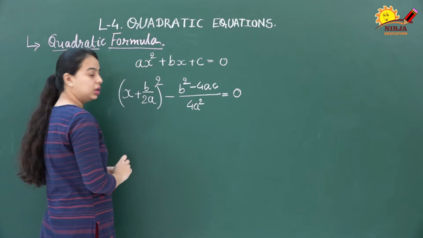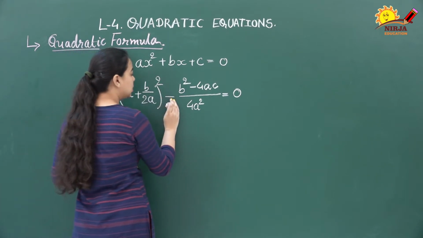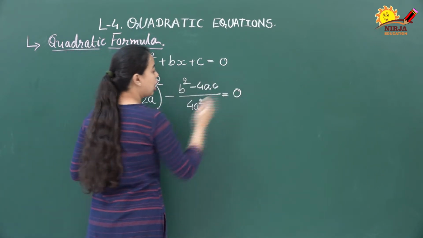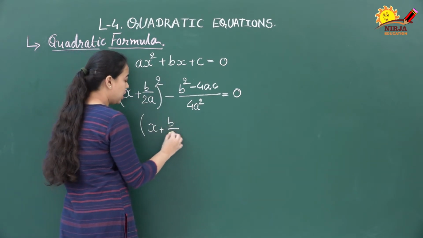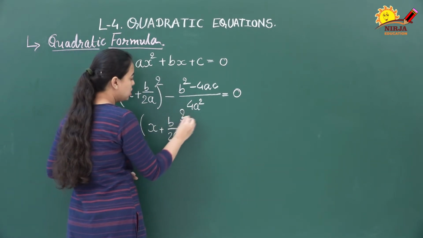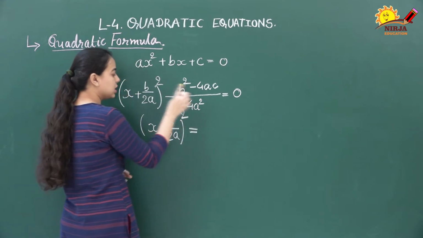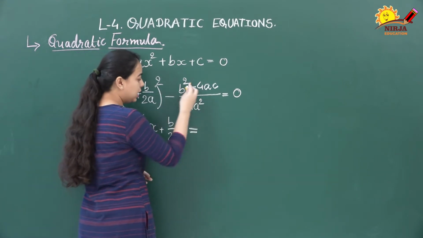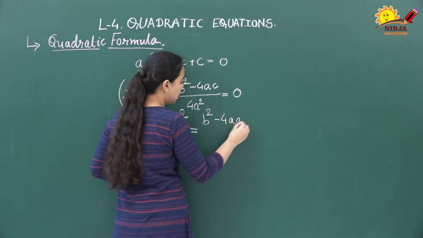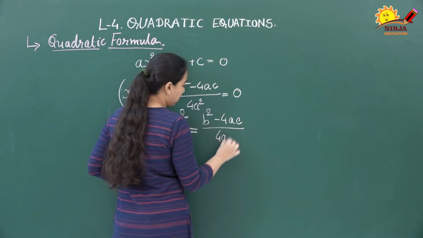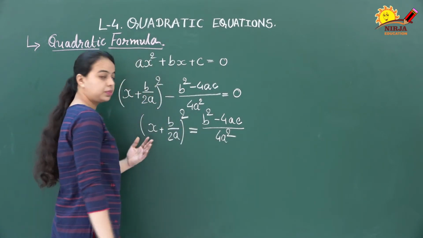Now let's move further. I want to take this term to the other side of the equal to. Let's do it. (x plus b upon 2a), I am writing as it is, whole square is equal to, here it is minus, if we take this to the other side it will become plus. So we can write (b square minus 4ac) upon 4a square.